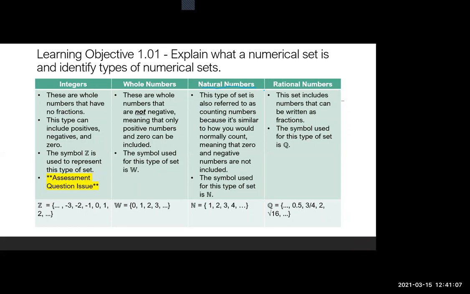Counting numbers are natural numbers. They are the first thing we teach children. So at the bottom here, you do see the examples of those.